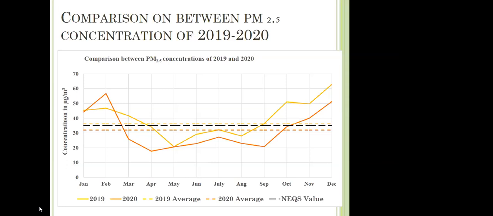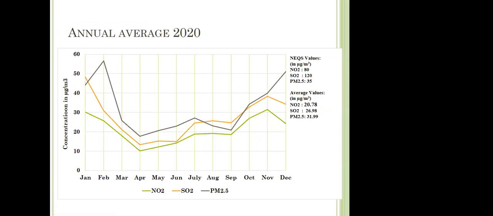And you can see, I compared the data, and you can compare the months through the line. Next, I will talk about the annual report. We observe several parameters like NO2, SO2, PM 2.5. NO2 and SO2 were within NEQS, but we face a problem for PM 2.5. And you can see the lines because they have different NEQS standards. The PM 2.5 NEQS standard is 35 micrograms per cubic meter.